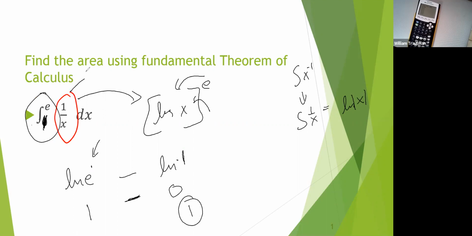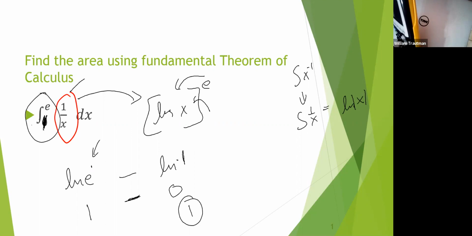So let's plug this into my calculator, and let's see if we can integrate that using the calculator. 1 over x is the function. 1 divided by x. And when I graph it, that's 1 over x. And I want to integrate it from 1 to e. So I'm going to integrate it. Second trace, number 7.